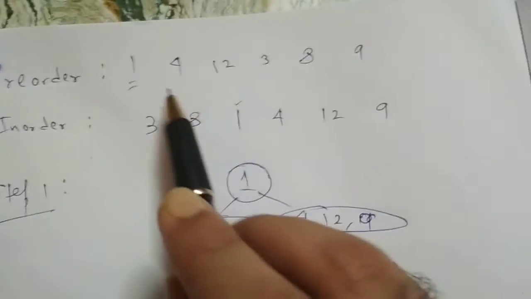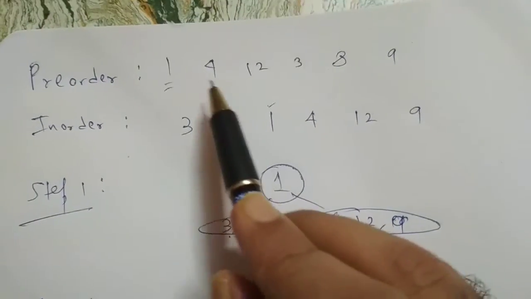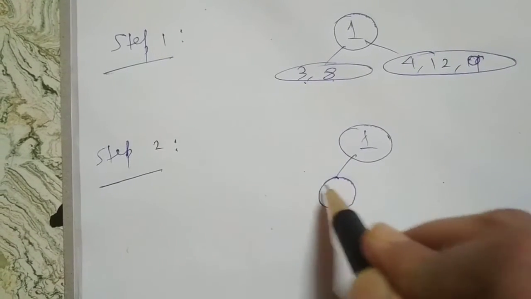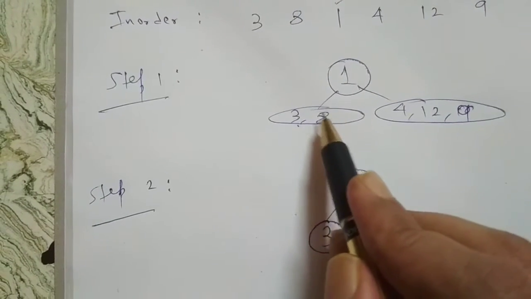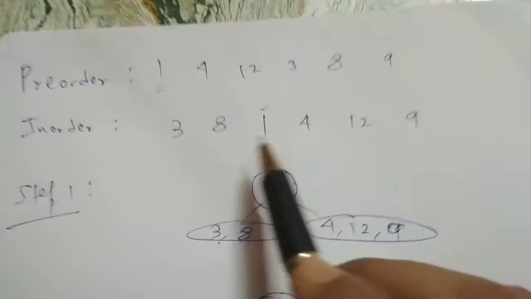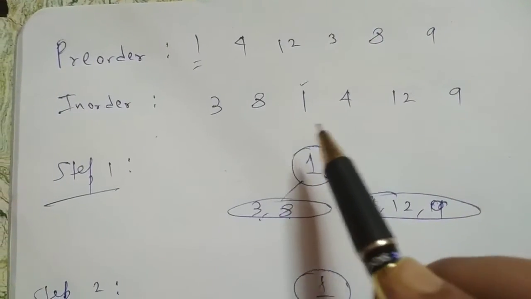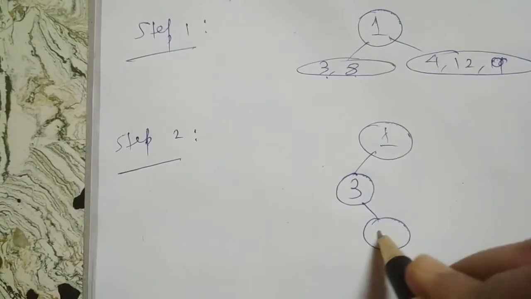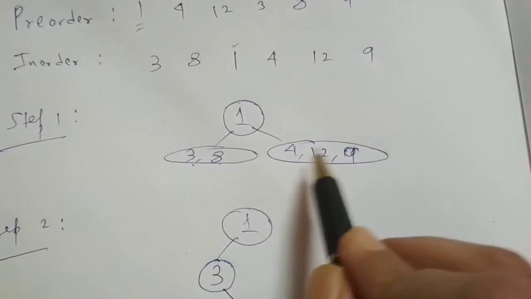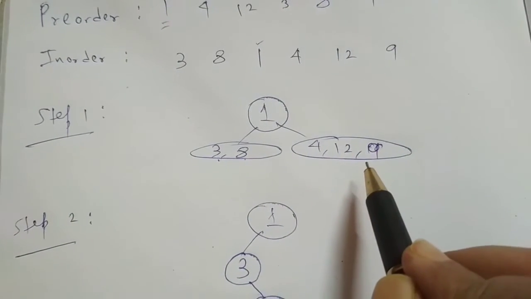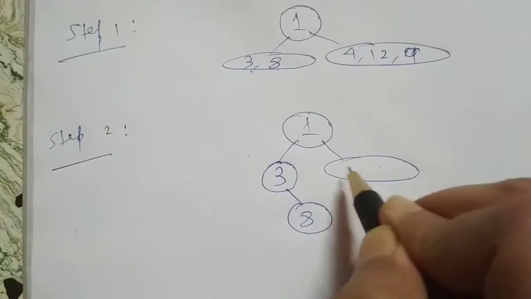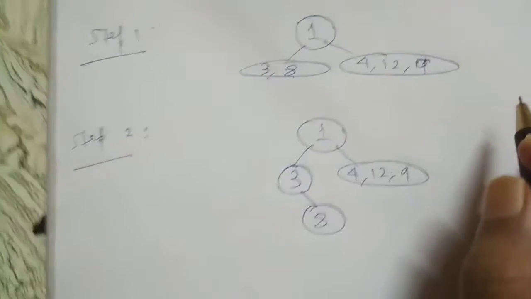To determine that, we'll have to look at the pre-order. Out of 3 and 8, which comes before in the pre-order list? I can see that 3 comes before 8. That means 3 should be the left child of 1. Now, in order to determine the position of 8 with respect to 3, I have to look at the in-order. In the in-order, I can find that 8 is to the right of 3. That means 8 should come here. Now I can see that towards the right there are 4, 12 and 9. I can expand on this, but I will do that in a separate step. So I'll keep this here and move on to step 3.